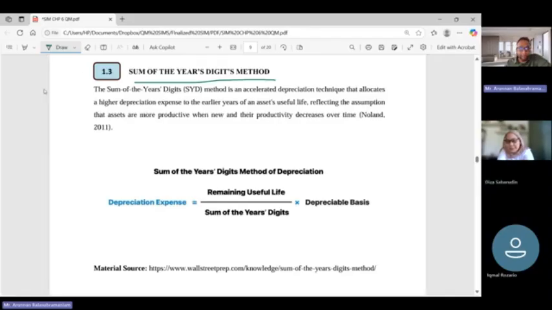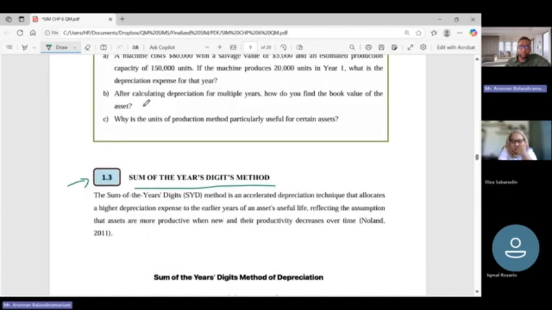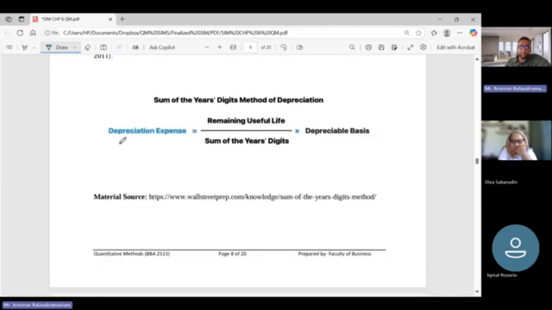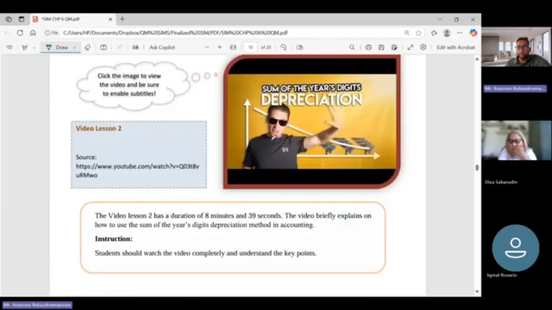If you look at section 1.3 here, I just want you to look at 1.2 and 1.3. So the formula for 1.3 is depreciation expense, for the sum of the year's digit method of depreciation. You just have to get the remaining useful life divided by the sum of the year's digits times the depreciation balance. Please watch a video. There'll be a clear video on this.